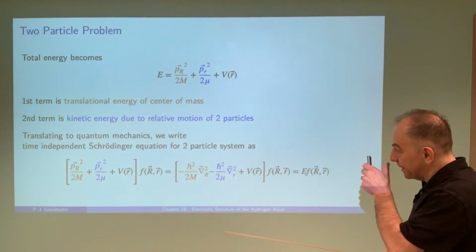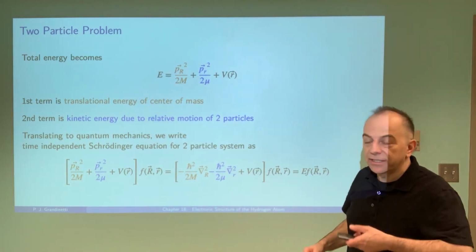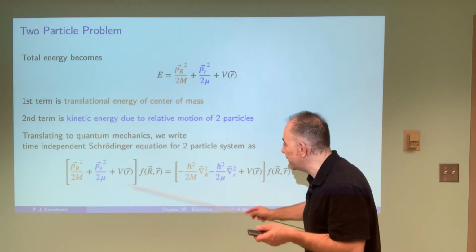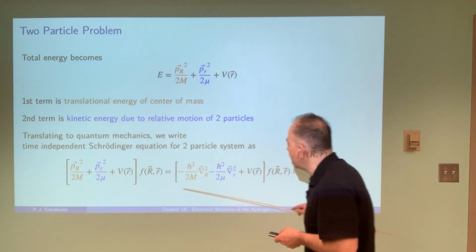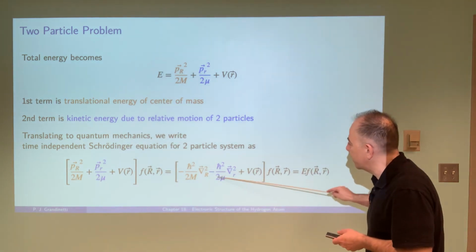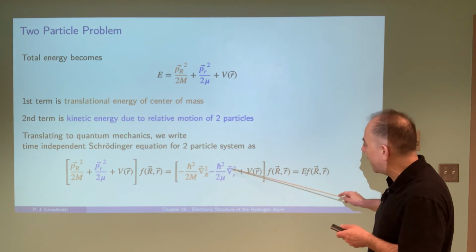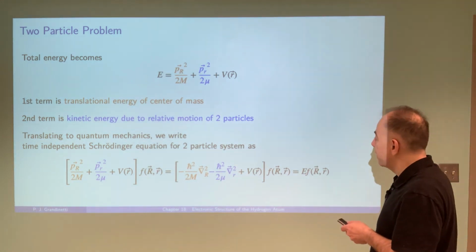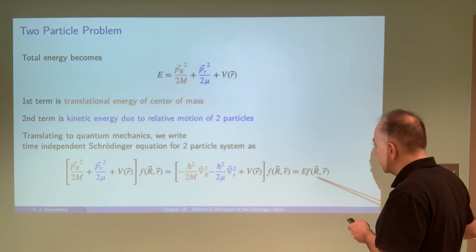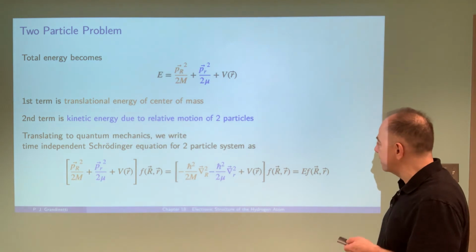When we translate this into quantum mechanics, then obviously we're going to turn these momentum quantities into operators, and so these become these terms here with the gradient operator involving the center of mass and the gradient operator involving the relative distance between the two particles. This is our total wave equation for that system.